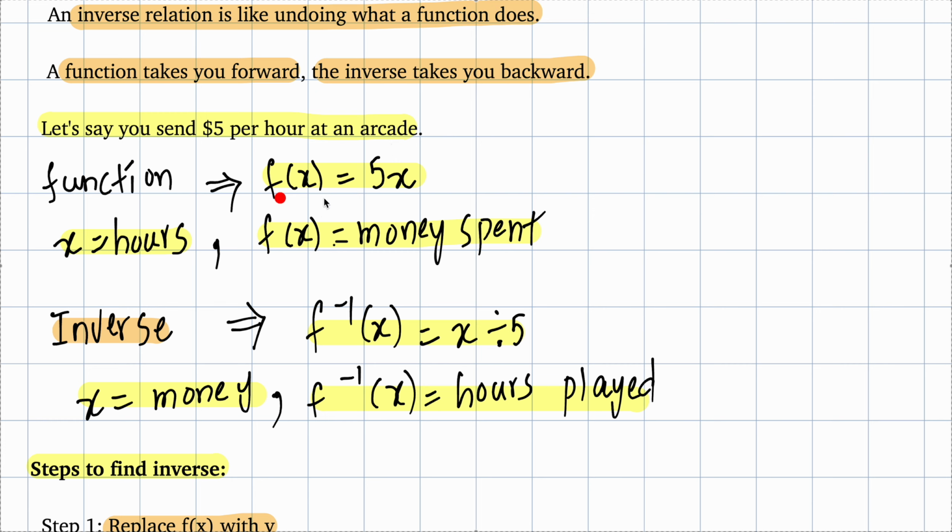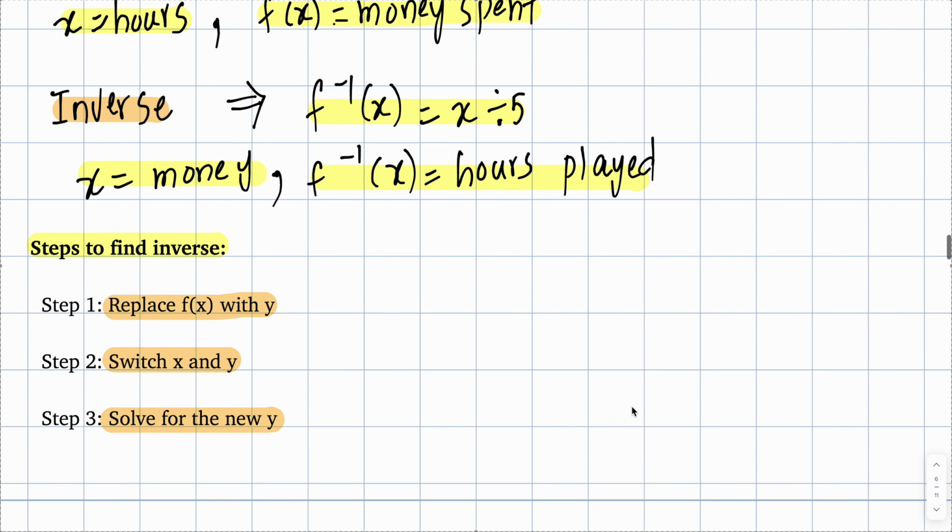The function is f of x equal to 5x, where x is the number of hours, and f of x is the money spent. The inverse would be f inverse of x equal to x over 5, where x is the money, and f inverse of x is the hours played.